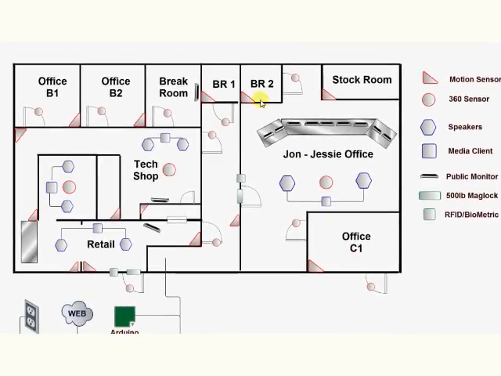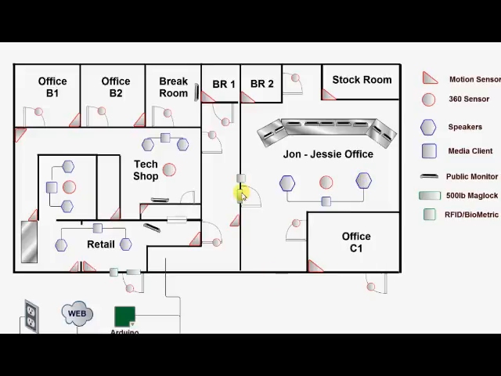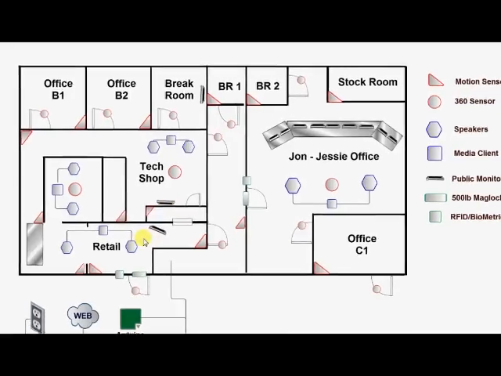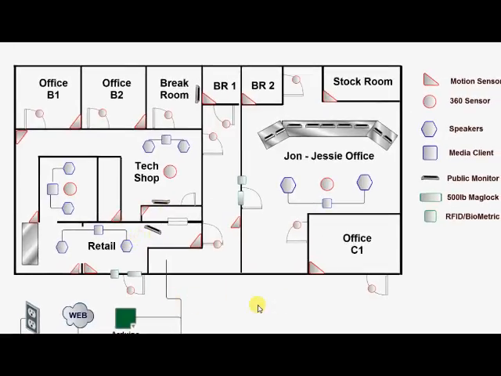All the red triangles are motions, the red circles are door contacts, everything in blue is media. So these are media clients, and these are just PC based clients that get their signals from the media server, and these are speakers. The green is our access control, and then the screens you see here are the public monitors that are also controlled by the media system.